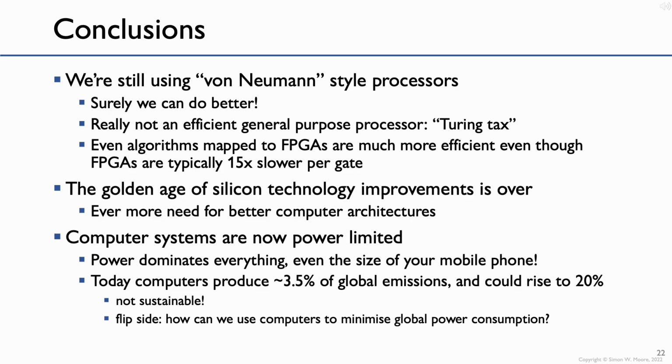And finally, computer systems are now power limited. We have a lot of mobile devices, and that's very obvious. But actually, servers around the world and other computer systems use a vast amount of electricity. And at the moment, it's estimated that something of the order of 3.5% of all global emissions come from computers, and this could easily rise to 20%. This just isn't sustainable. That said, there is a flip side, that actually using computers can potentially minimise power consumption and minimise emissions.